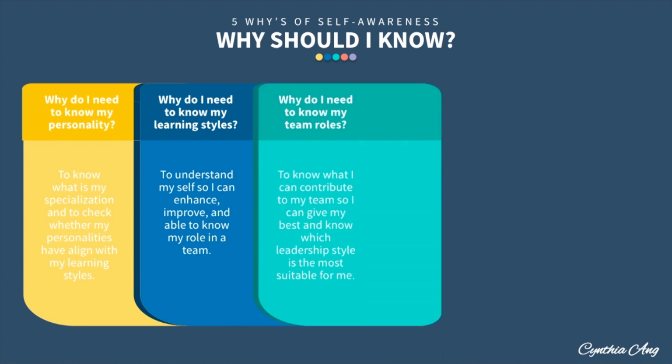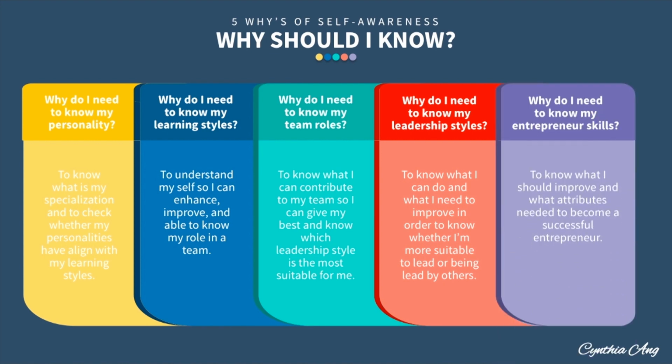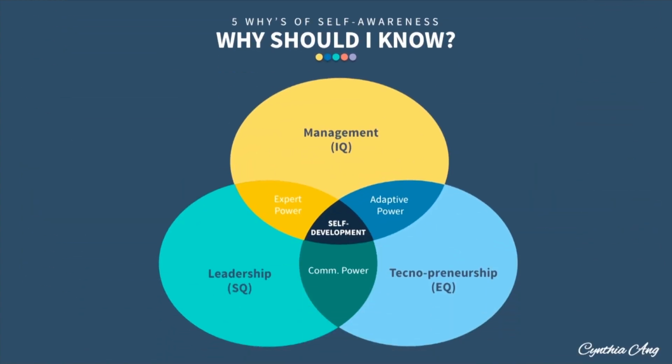Why do I need to know my team roles is because to know what I can contribute to my team so I can give my best and know which leadership style is the most suitable for me. And why do I need to know my leadership styles is to know what I can do, what I need to improve in order to know whether I'm more suitable to lead or being led by others. And why do I need to know my entrepreneurship skill is to know what I should improve and what attributes needed to become a successful entrepreneur. By understanding these 5 tests, it makes me realize what management, leadership, and technopreneurship skills that I already have, and what I need to improve in order to achieve my goal.